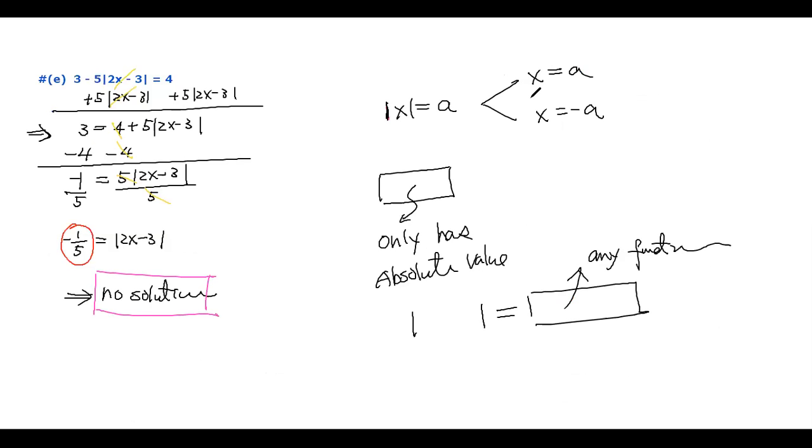So just remember two rules. Rule number one is how to break it. And the second rule is, before you break it, you need to manipulate your equation. Make sure your absolute value is only on one side, and move everything else to the other side. Okay, and that's it.